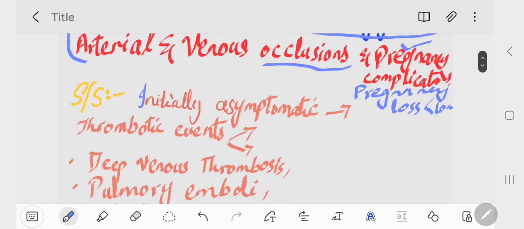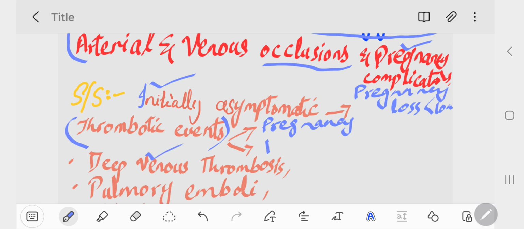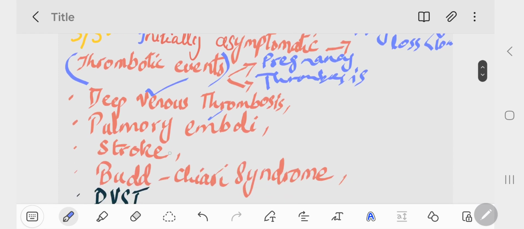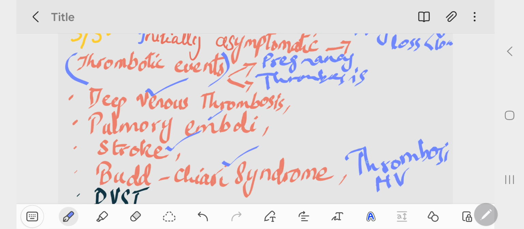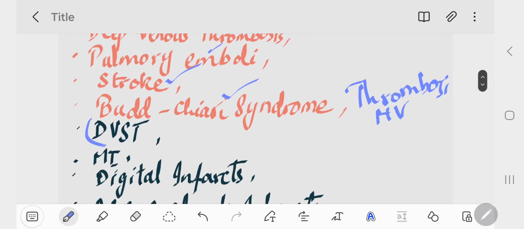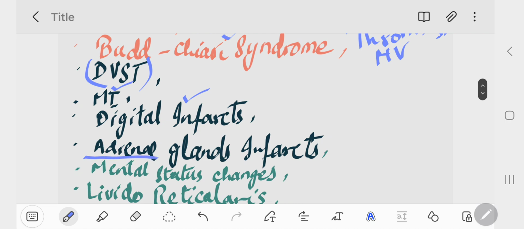Signs and symptoms of antiphospholipid antibody syndrome are: initially it is asymptomatic until a thrombotic event happens. It may be in the form of pregnancy loss, or it may be a thrombotic event like deep venous thrombosis, pulmonary emboli, stroke, Budd-Chiari syndrome, that is thrombosis of the hepatic vein, DVST, deep venous sinus thrombosis, myocardial infarction, digital infarcts, adrenal gland infarcts, mental status changes.